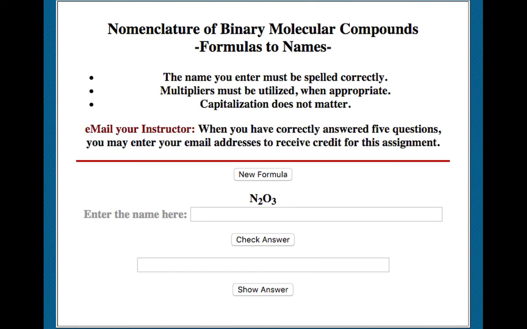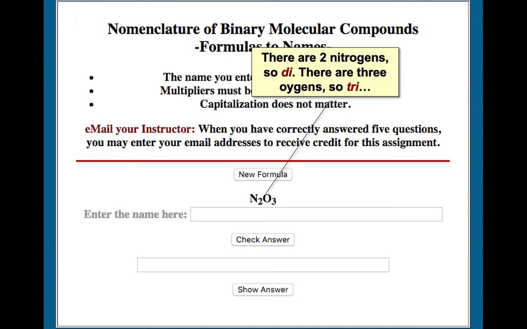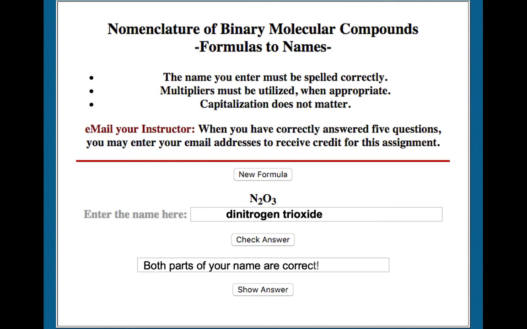There is another tutorial here. Binary molecular compounds, formula to name. Here we have N2O3. You simply enter this as 2 nitrogens, that's dinitrogen, 3 oxygens, trioxide. NS. Don't use mono for the first one. It's just going to be nitrogen, isn't it? We have 1 sulfur, so it's a monosulfide.